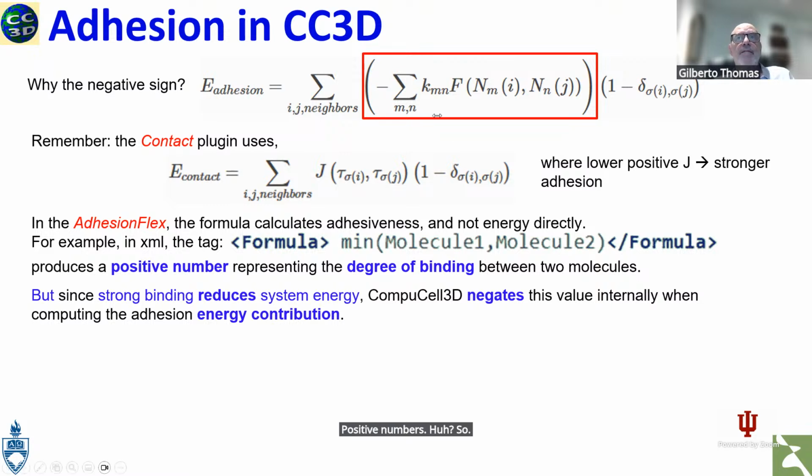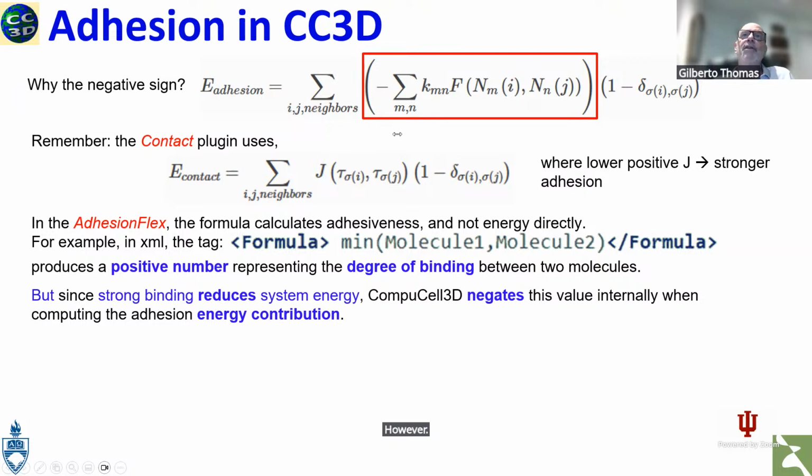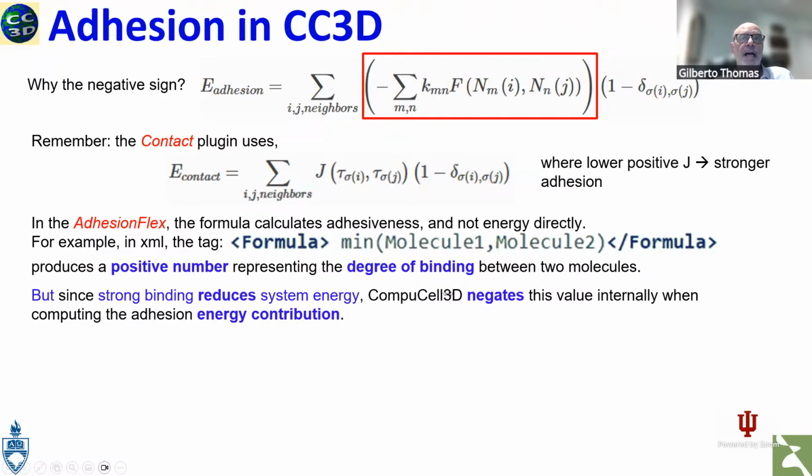So this represented the degree of binding between the two molecules here. However, if you are using a positive number, it increases energy. So we have to use this minus sign here to say that we are changing for, use negative here because CompuCell internally does that.